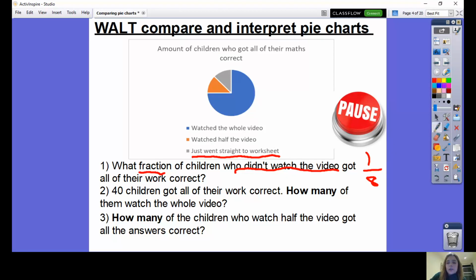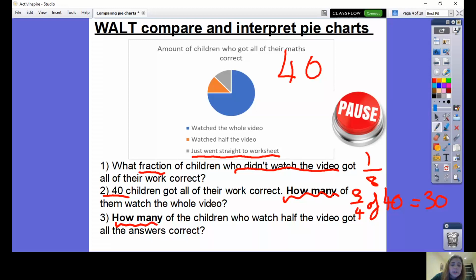If 40 children got their work correct, that means the total is 40. How many children watched the whole video? In this instance, I'm asked for how many, so I need to find a fraction of an amount. Watch the whole video I know is 3/4, so I'm looking for 3/4 of 40. 40 divided by 4 is 10, times 3 is 30.